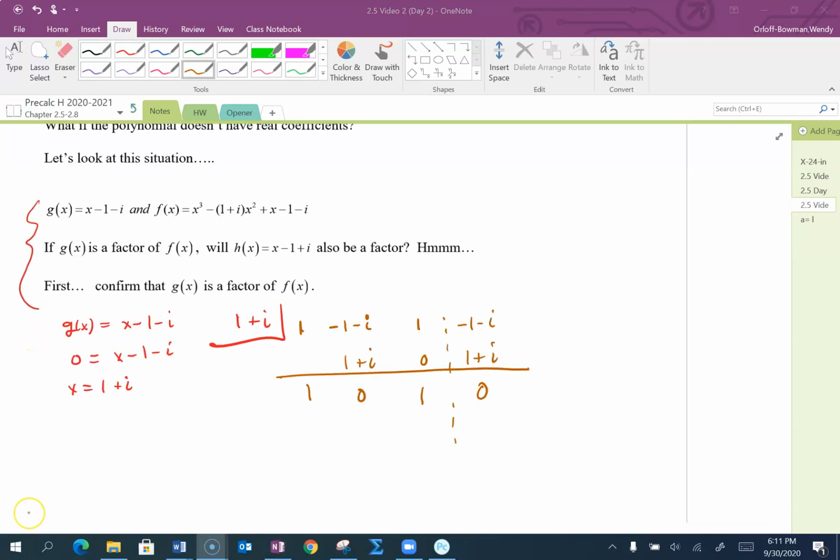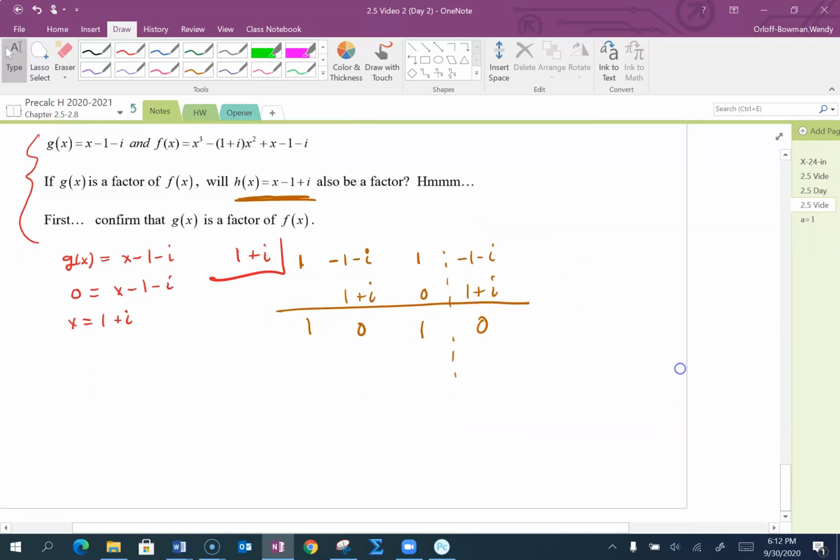Pause the video. So the first thing you're asked to do is saying if g of x is a factor of f of x. So I confirmed that g of x is a factor of f of x. Well, if I'm claiming a 0 of that is 1 plus i, then I have to think about, well, then wouldn't 1 minus i, and that's why you're seeing h of x. That would be that factor that would have been created. And so will that be a 0? So that's the next question you have to answer.